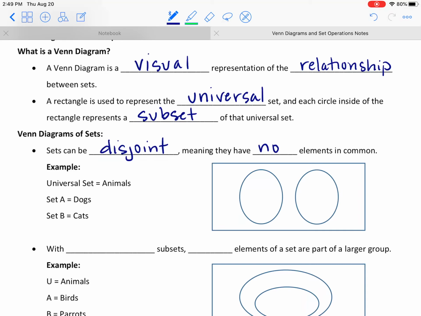So here, again, is our universal set of animals. So all the animals in the world inside this rectangle. And then here we have a subset of the animals that we call dogs. And then we have another subset of the animals that we call cats. So again, all the dogs in the animal box, all the cats in the animal box, but no cats are dogs, no dogs are cats. So there's no overlap in those two circles.